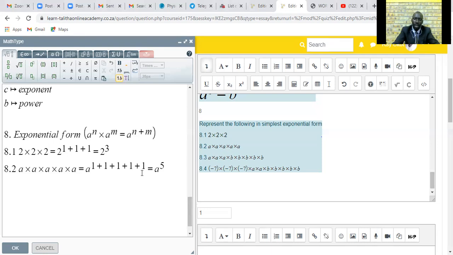Okay, then now for the next question, which is 8.3, what we are supposed to do is to represent A times A, this time B times B times B, 5 B's. So we have 3 A's, that is 3 A's. Okay.